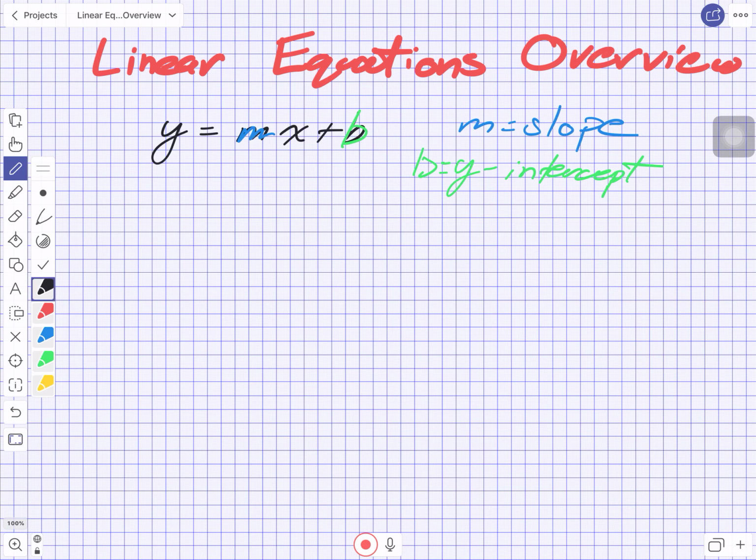So this is a graph. What's a rough graph of something that looks like this? A relationship is a straight line. So that's what linear refers to. Anything that's a straight line relationship.